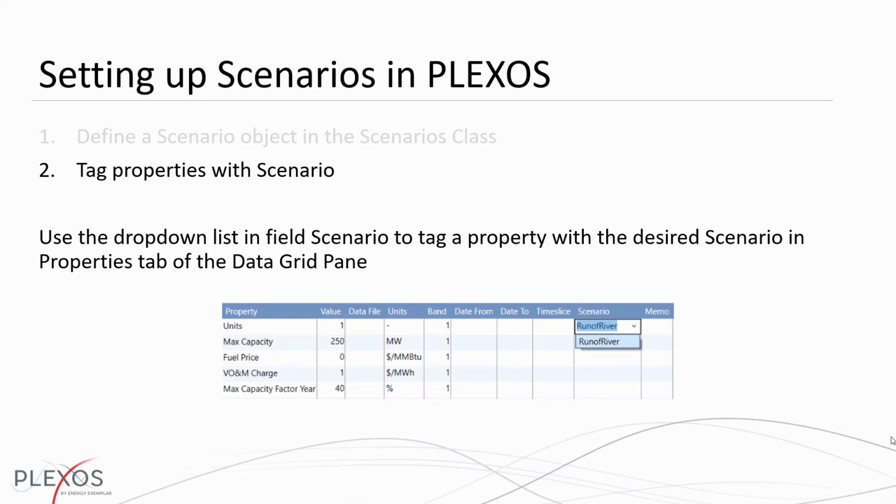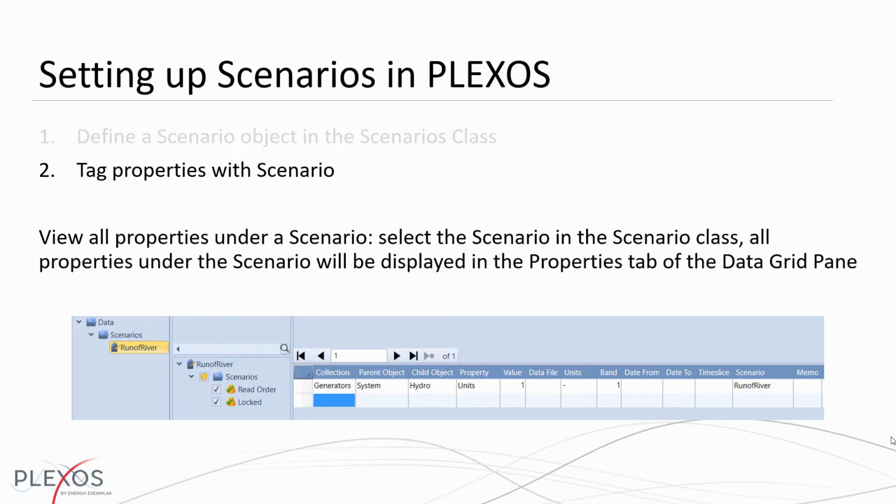Once the scenario object is created, tag the properties with the scenario. Use the drop-down list in the field scenario to tag a particular value of a property with the desired scenario. This is done in the Properties tab of the Data Grid pane. You can also view all the properties tagged with a scenario. To do this, highlight the scenario in the scenario class of the objects tree. All properties under scenario will be displayed in the Properties tab of the Data Grid pane, as shown here.